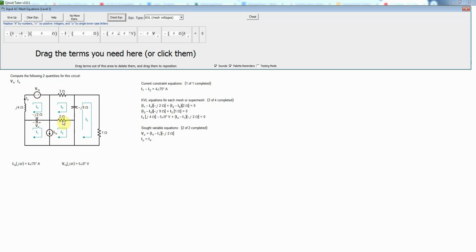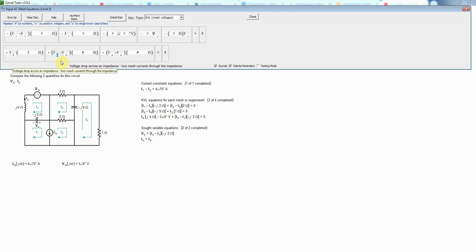And then finally we'll do mesh 5. And again, we have 3 elements there. 2 of them have shared mesh currents, and 1 doesn't. So we'll use those terms there. And now, starting lower left, we first go through the 3 ohms. So that's I5 times the 3 ohms. I guess I could put that term first if we like. And then the next one would be the capacitor. So we could have I5 minus I3 times the negative J9 ohms.